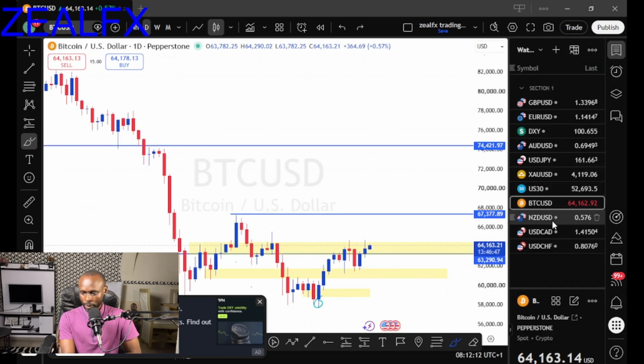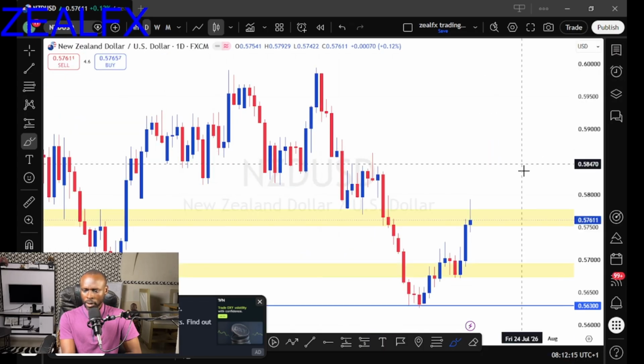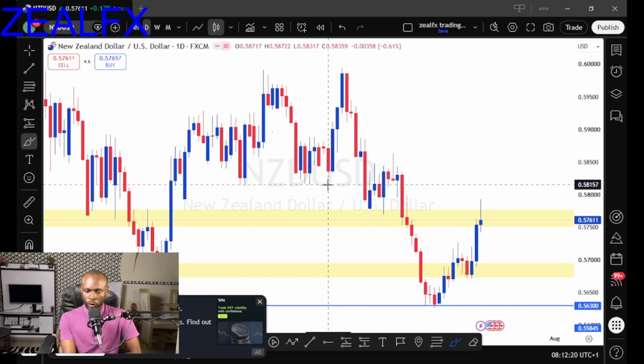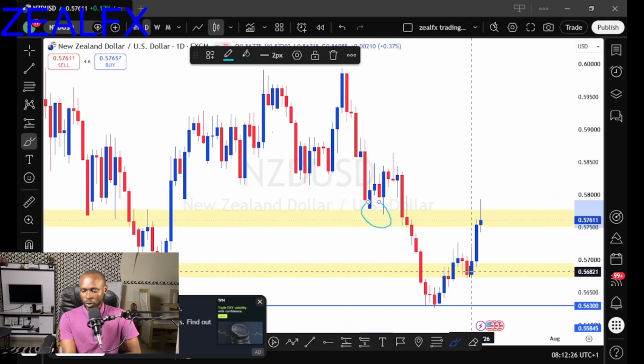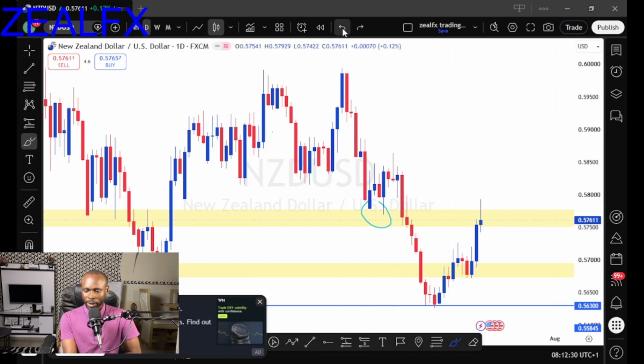Let's look at the next pair, which is the New Zealand USD. You watched my analysis last week. I said I expect the New Zealand USD to move to this resistance level, which is a previous support level. You can see that price really moved to this resistance level. So what are we expecting this week?